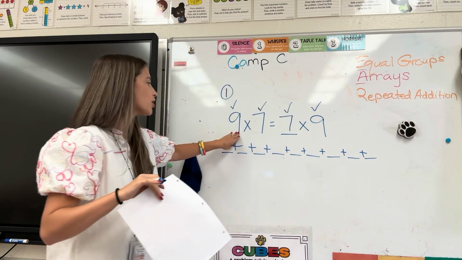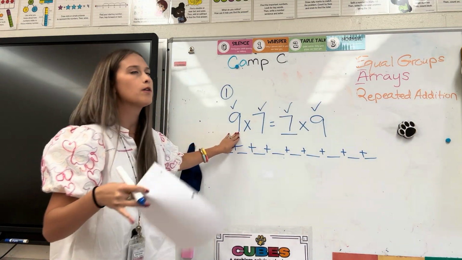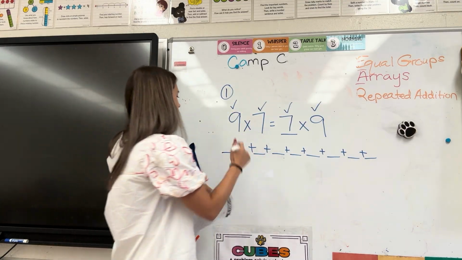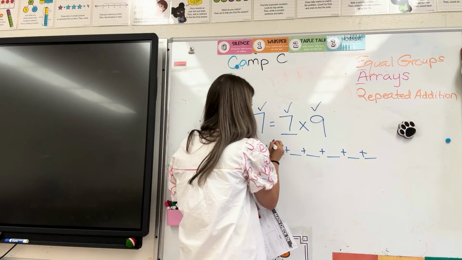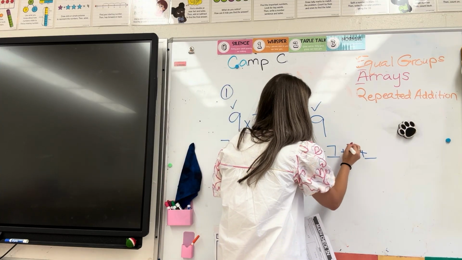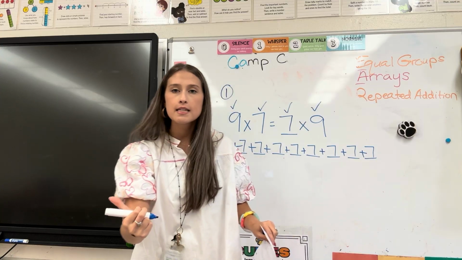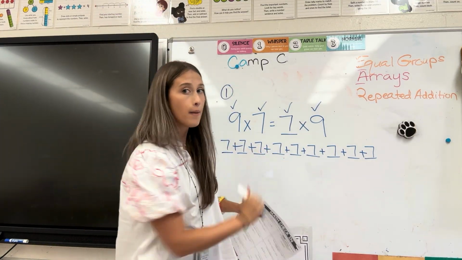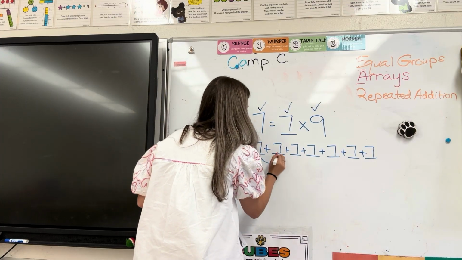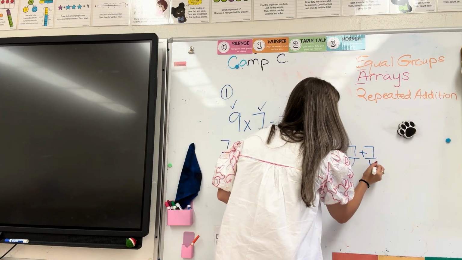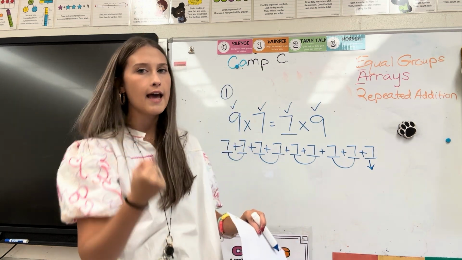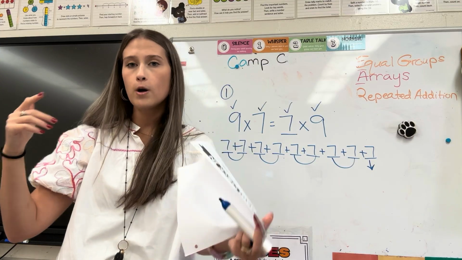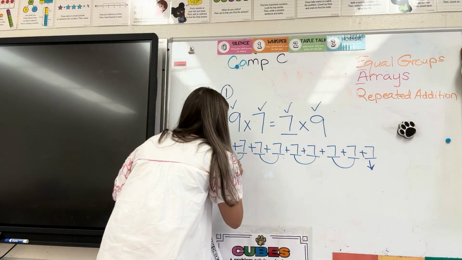If I have 9 groups, what number am I repeating? Because we're doing repeated addition. I already used my 9, so what number is left? 7. So I'm going to plug my 7 in. I have my spaces. I'm doing repeated addition. My spaces are filled in. What do we do now, guys? Partner them up. 7 plus 7. If you don't know, grab your 7, count up. 7, 8, 9, 10, 11, 12, 13, 14. 7 plus 7 is 14.